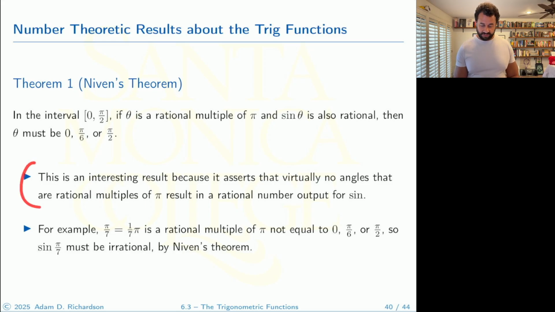This is interesting because it says that virtually no angles that are rational multiples of pi will give you a rational output for the sine function. Basically, you're almost always going to get an irrational output. For example, pi over 7, that's 1/7 pi. That's a rational multiple of pi, and it's not equal to any of those. So that means that sine of pi over 7 must be an irrational number by Niven's theorem. So maybe not the nicest angle, right?